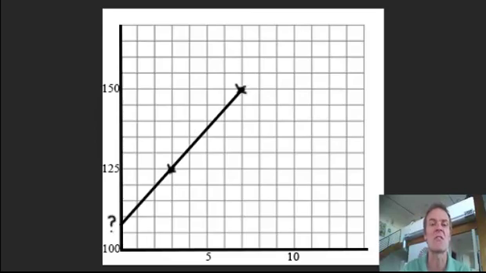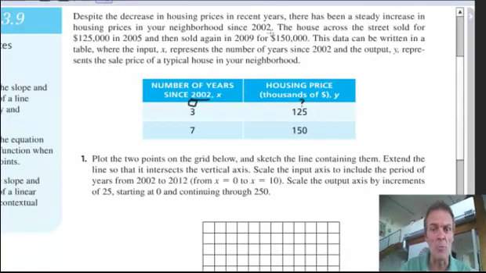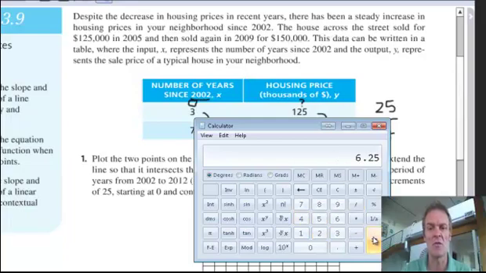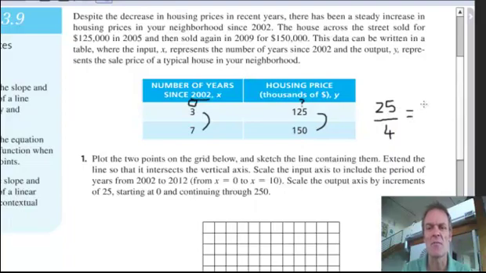So let's have a look at this. We know that it goes up 25,000 in 4 years. Not the nicest of numbers. It goes up 25,000 in 4 years. So, calculator: 25 divided by 4 equals 6.25. It goes up by 6.25 thousand every year. That's $6,250. For now we can just have 6.25 per year.